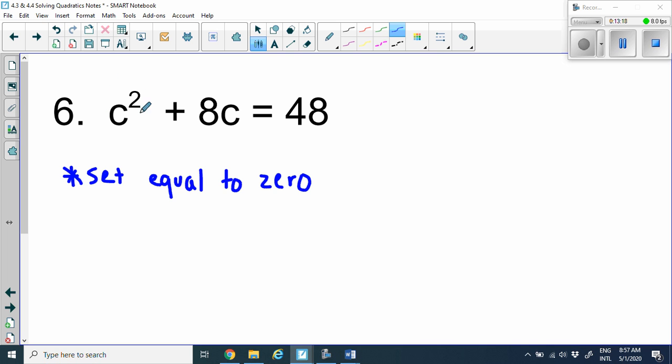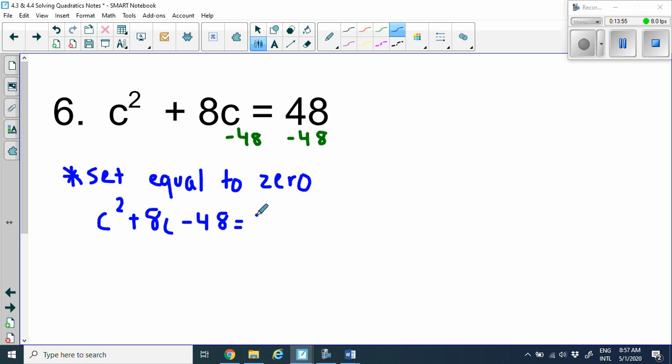Now my c squared, basically whatever your variable squared is, you always want to keep that positive. It makes factoring so much easier. If not, it's going to become a little bit difficult. So that means I'm going to move the 48 over, and to do that, I'm going to subtract 48 from both sides and subtract it over here. Now I can't combine it with the c squared or the 8c because they are not like terms. So now I have c squared plus 8c minus 48 equals 0.